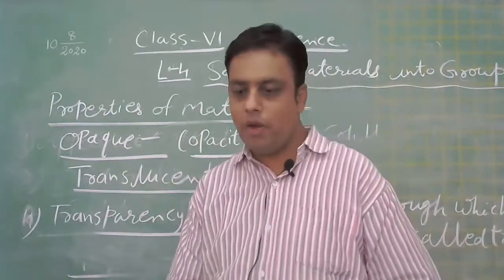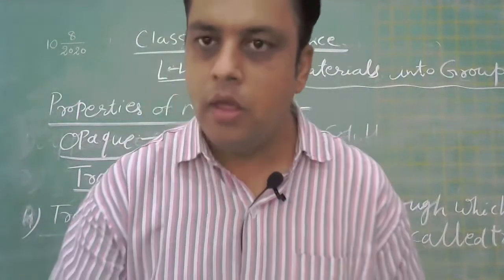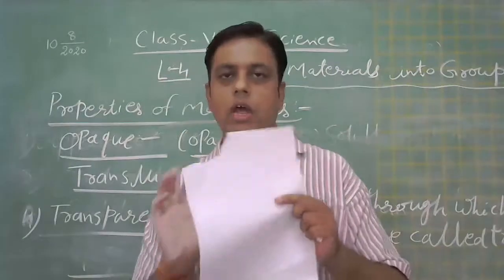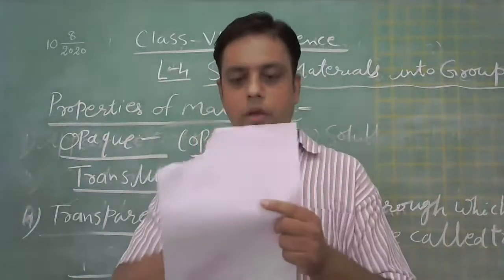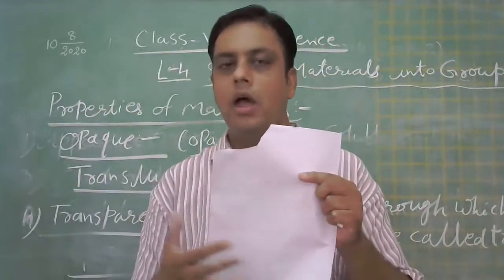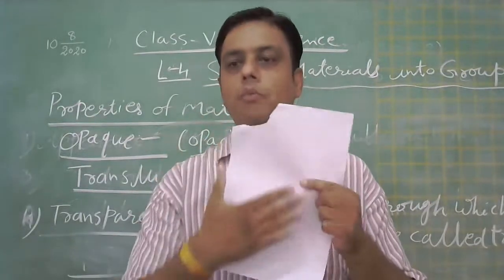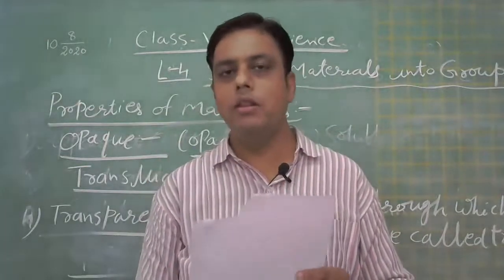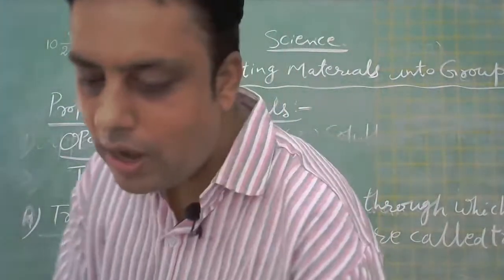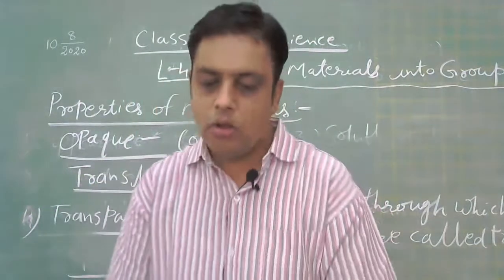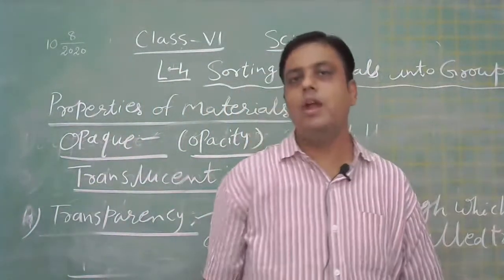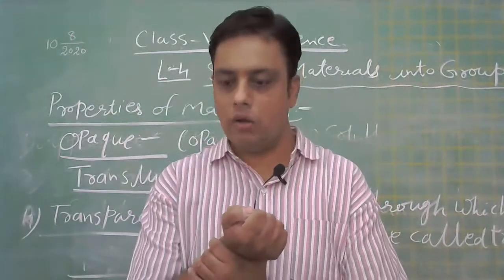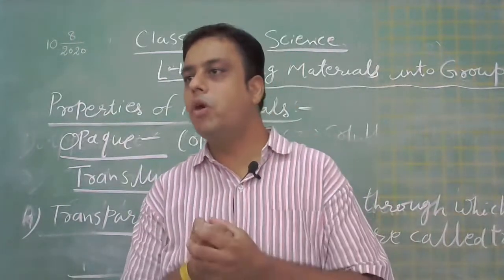One example is that paper I have shown you, which is opaque. But if you do it at your home also, put some oil on plain paper and then see: we can see through that paper, but not clearly. Something hazy is there, so partially we can see through that paper. So oiled paper is a translucent material. Now give some more examples.